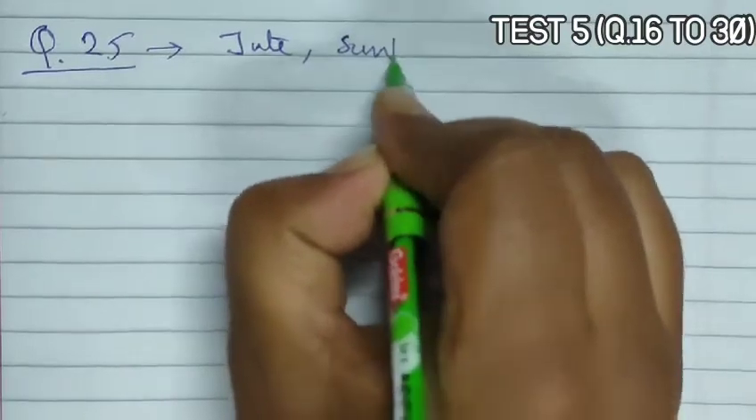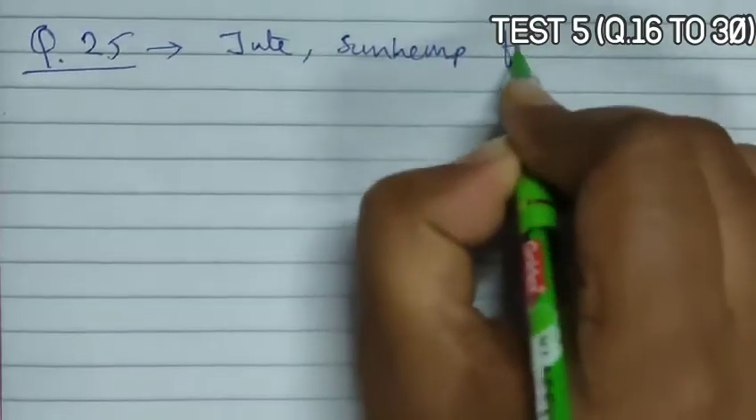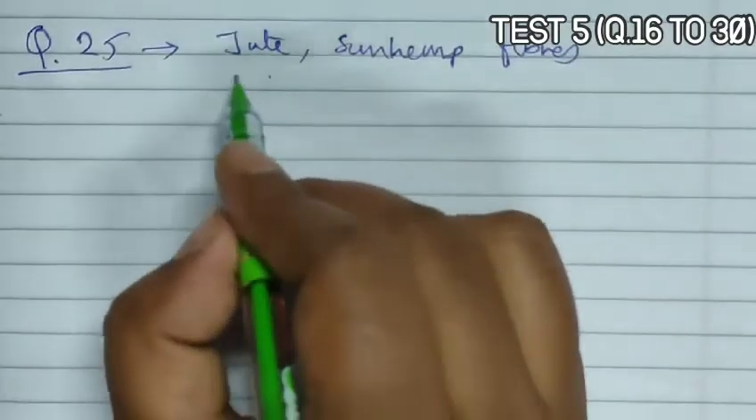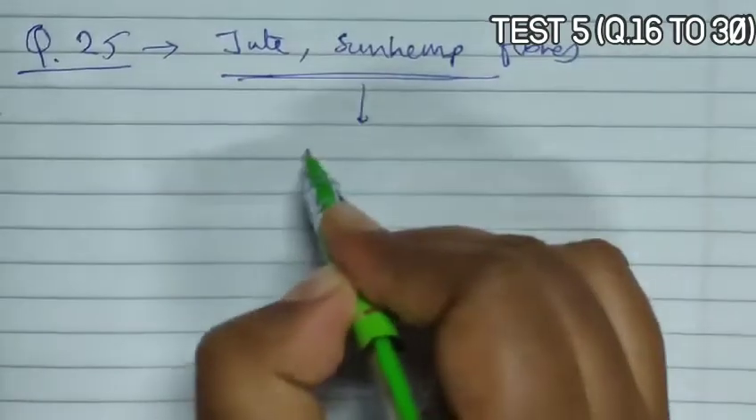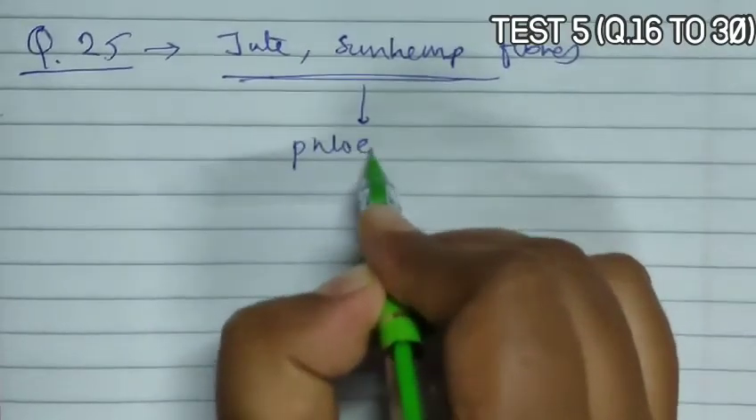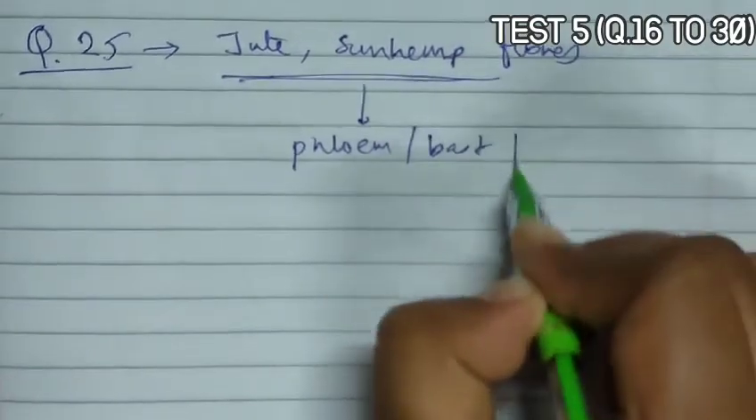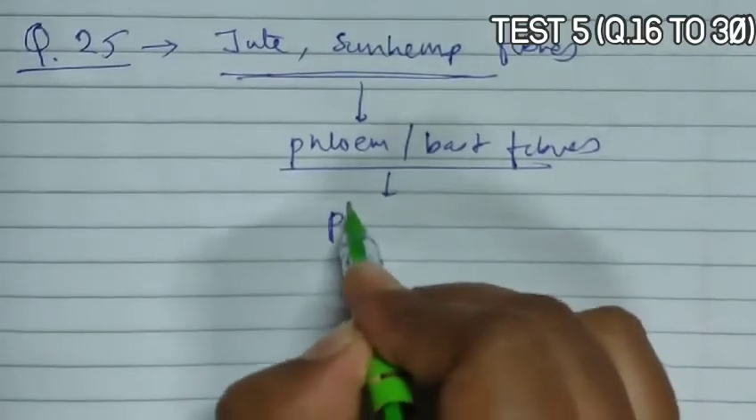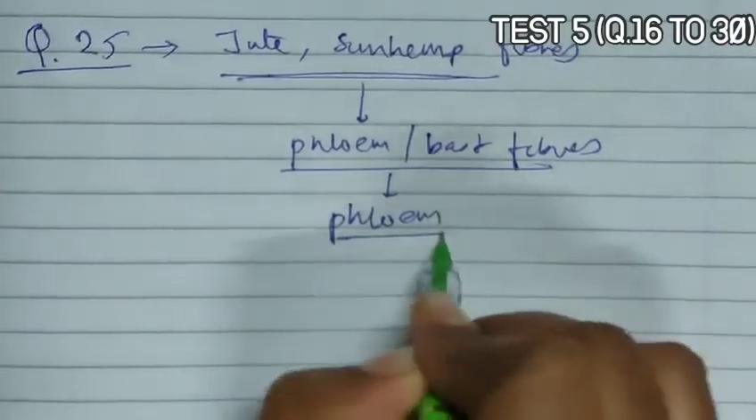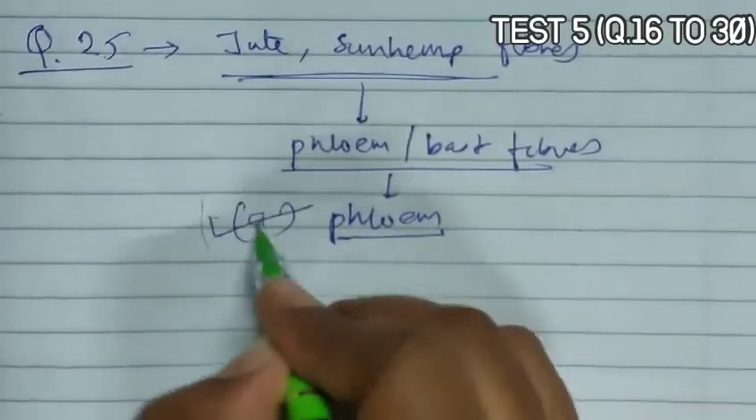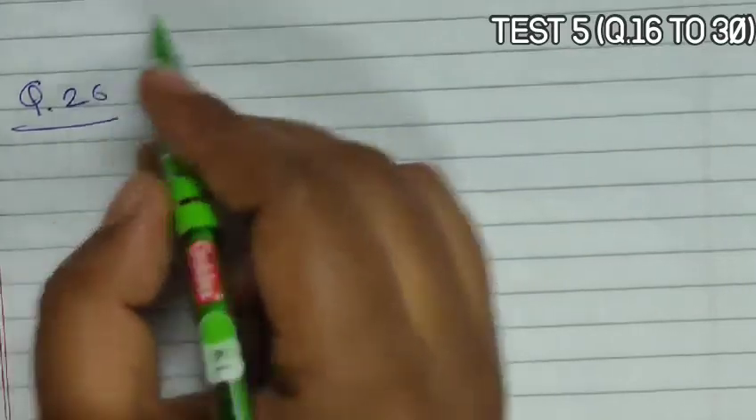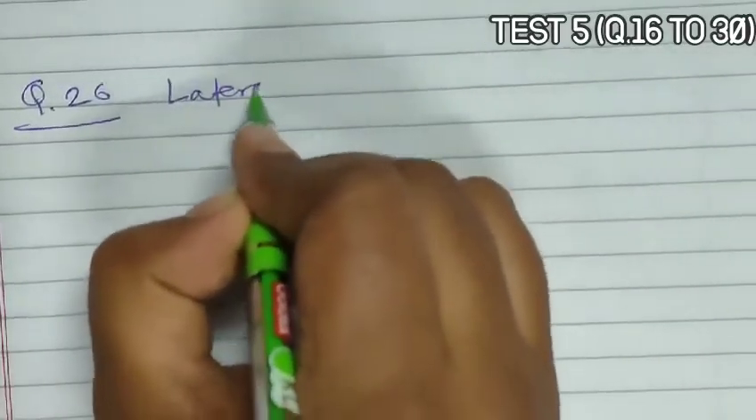Question 25 asks that jute and sunn hemp fibers are obtained from the region of. So you know that jute and sunn hemp are obtained from the phloem or bast fibers, and these phloem or bast fibers are obtained from a region of phloem. So option A is the correct answer.